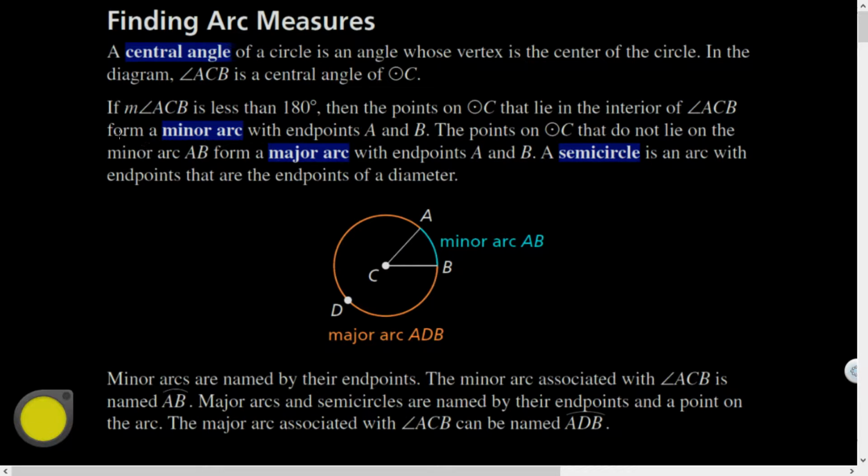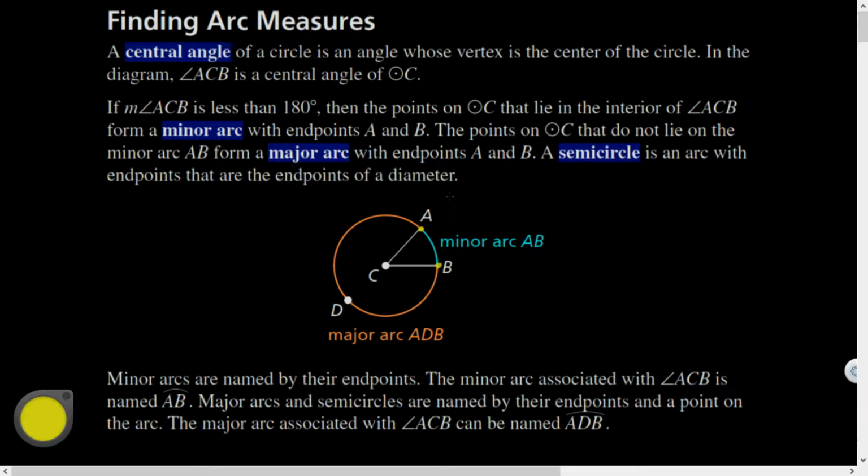If the measure of angle ACB is less than 180 degrees, then the points on circle C that lie in the interior of the angle, highlighted in the teal, sky blue, aqua, one of those, form a minor arc with the endpoints A and B. So this is not a segment, it is a minor arc.